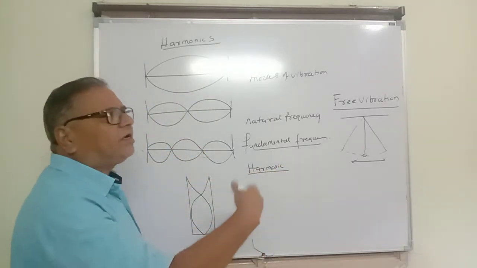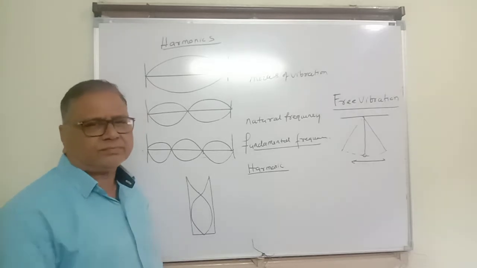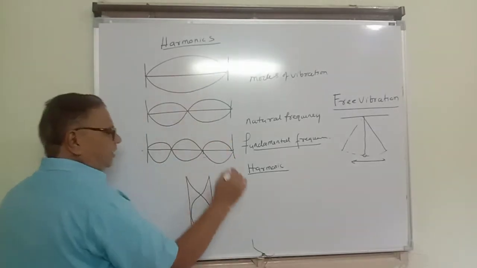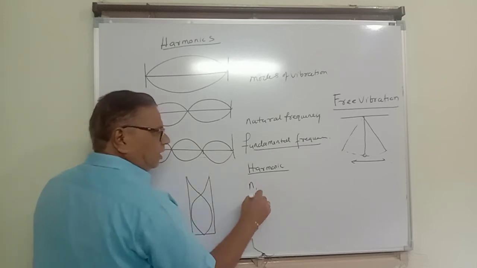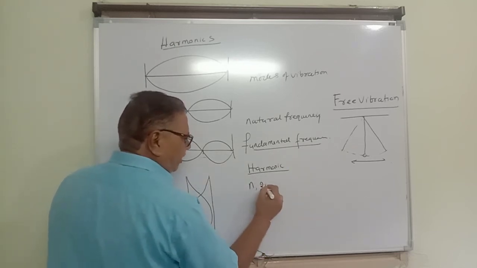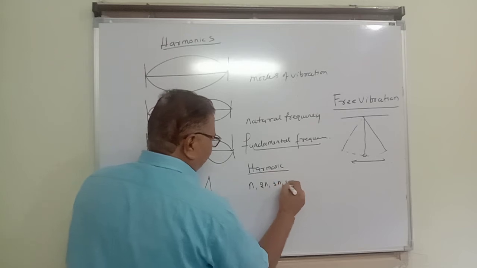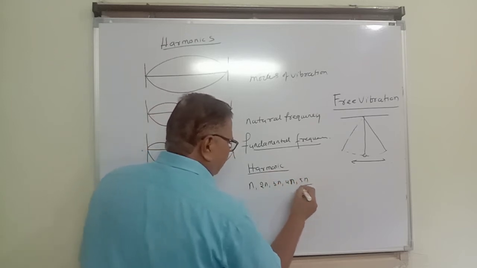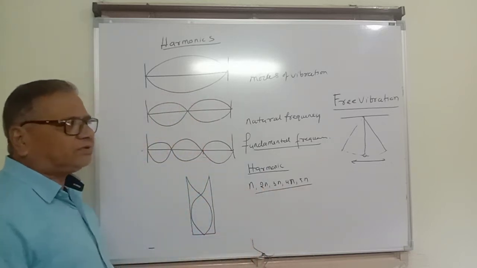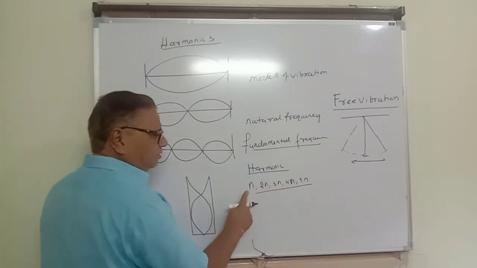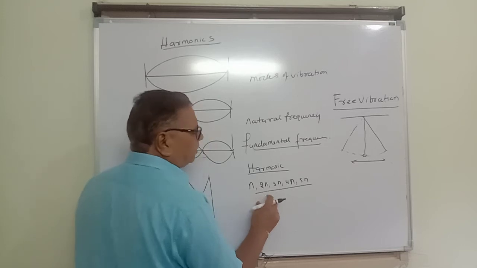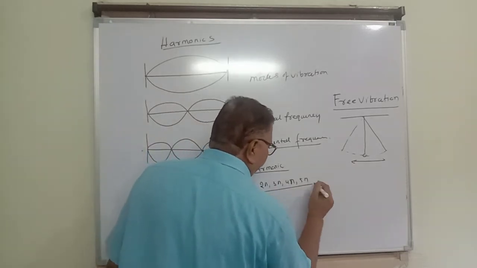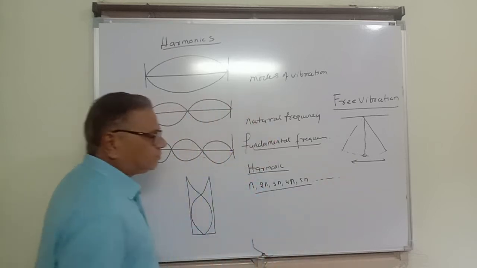And its integral multiples of the fundamental frequency. If suppose the minimum frequency produced in the string is n, the next frequencies produced are 2n, 3n, 4n, 5n, and so on. These are integral multiples of the fundamental frequency: n is the first harmonic, 2n is called the second harmonic, 3n is called the third harmonic, 4n is called the fourth harmonic, 5n is called the fifth harmonic, and so on.